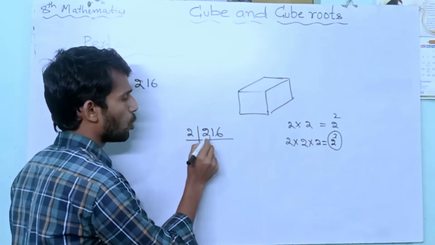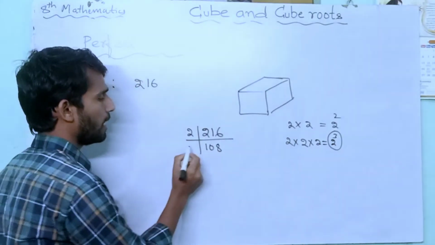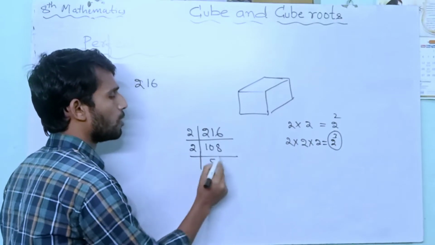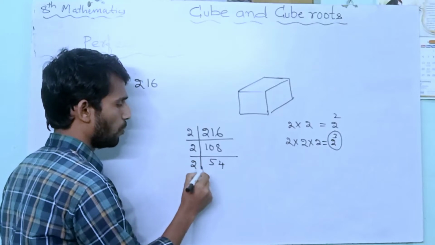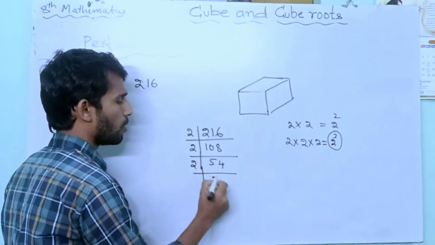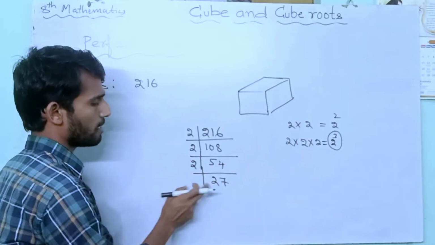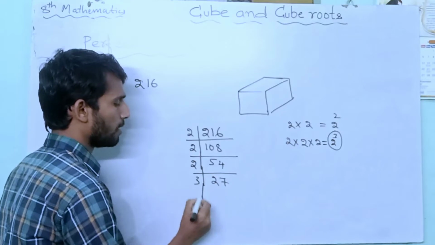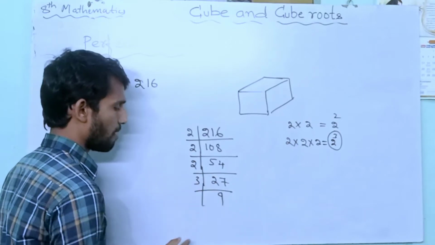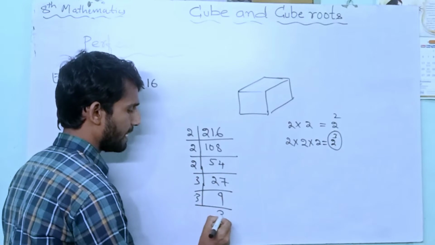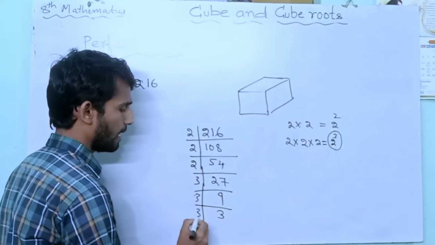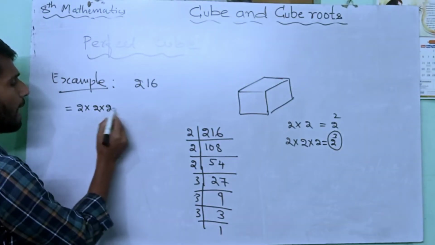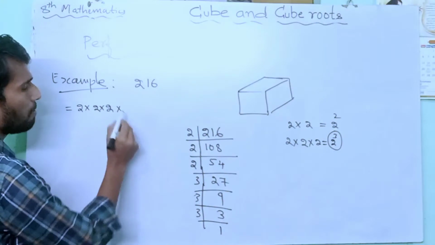2 tens are 20, 2 8s are 216. Again you divide here, 2 5s are 108, 2 4s are 54. Again by 2, 2 2s are 4, 2 7s are 27. Next, this 27 is not divisible by 2, so I am taking 3. 3 9s are 27. Again 3 3s are 9. Again 3 1s are 3. Now we got a total of 3 times 2 and a total of 3 times 3.